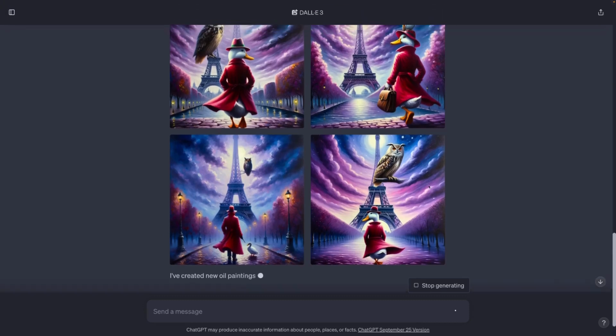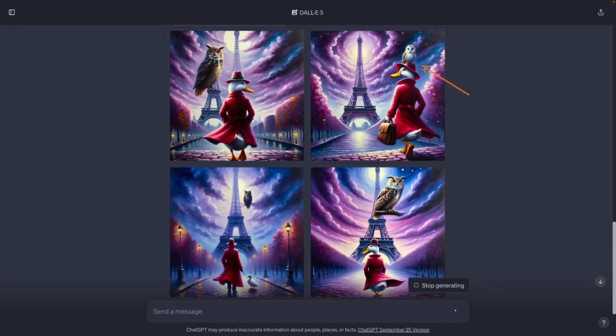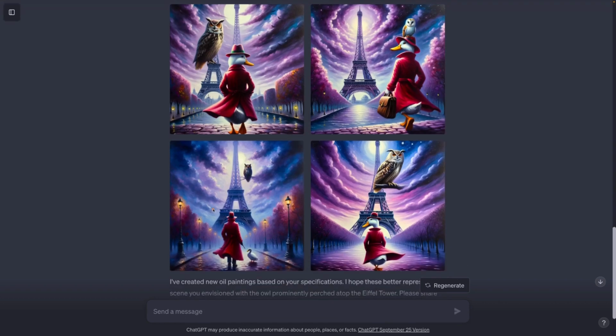And indeed, here, that looks better to me. The owl is still in the wrong place here, and it's a bit big here and here, but at least it's on the Eiffel Tower. But here I'd say that looks pretty great. The owl is on the Eiffel Tower here. The only problem there is that now the duck is not the prominent figure on the picture. Instead, this seems to be a human accompanied by a duck.